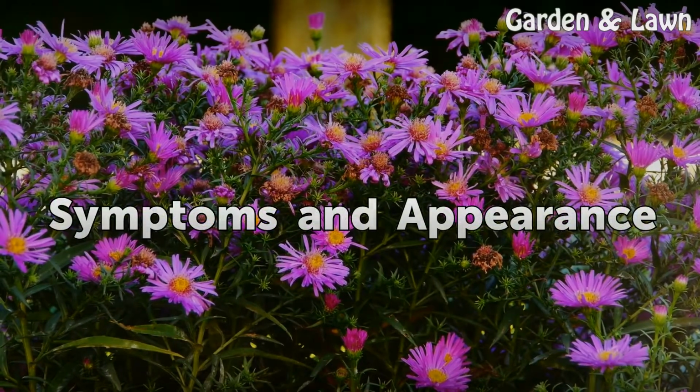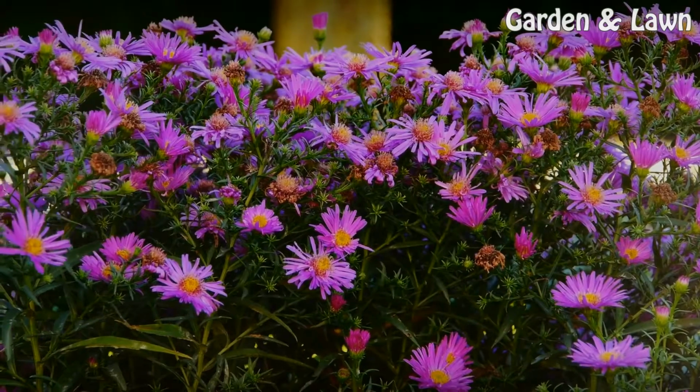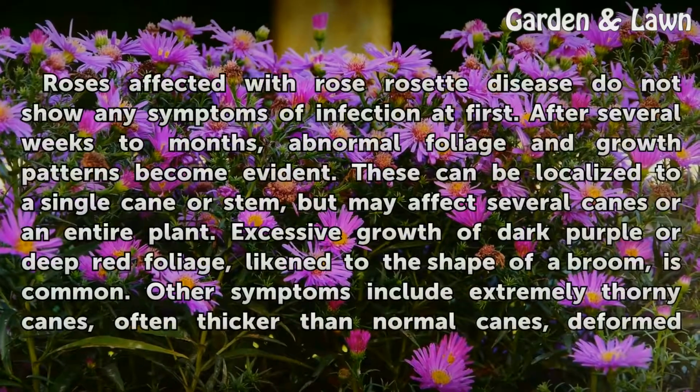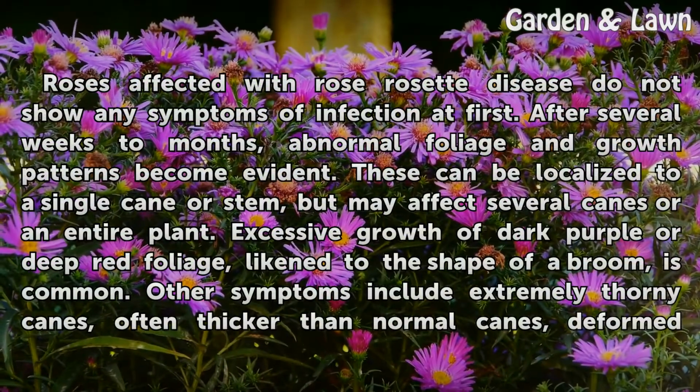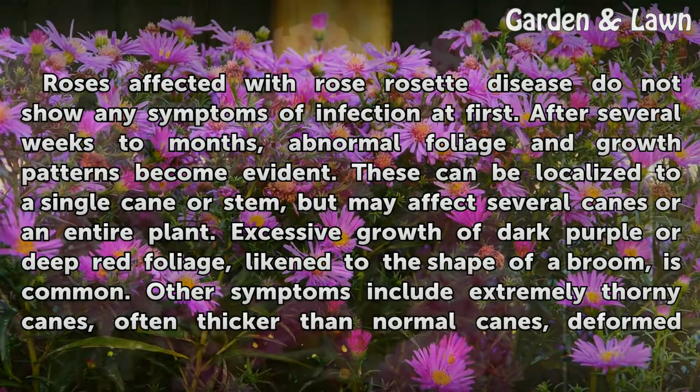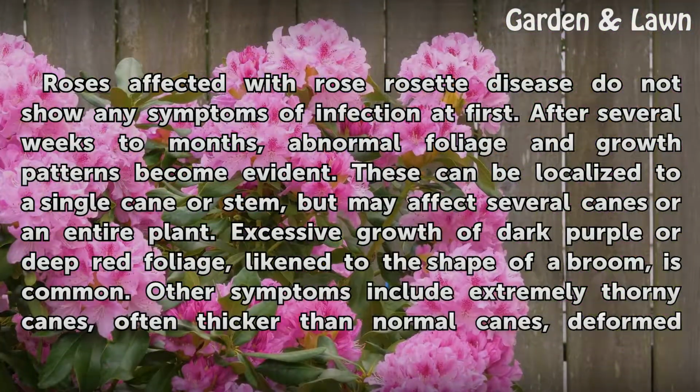Symptoms and appearance. Roses affected with Rose Rosette disease do not show any symptoms of infection at first. After several weeks to months, abnormal foliage and growth patterns become evident. These can be localized to a single cane or stem, but may affect several canes or an entire plant.